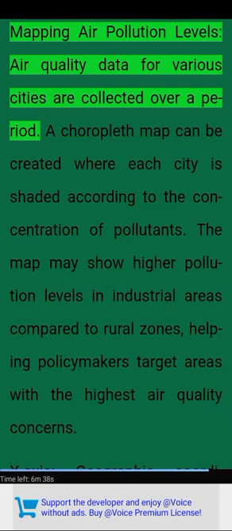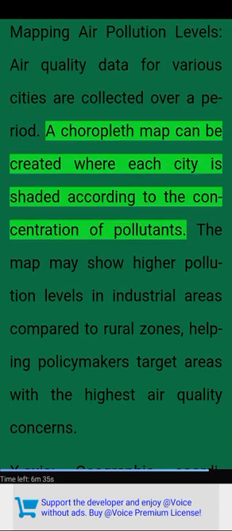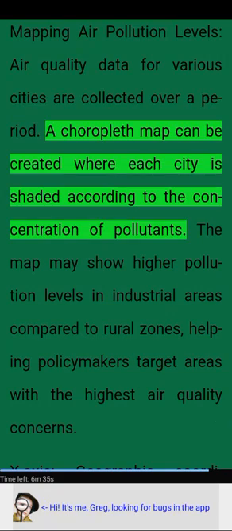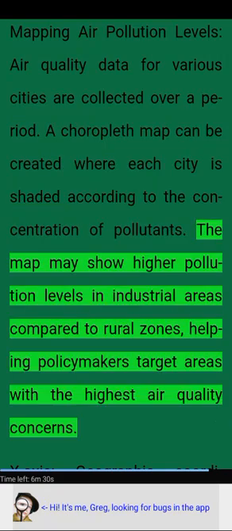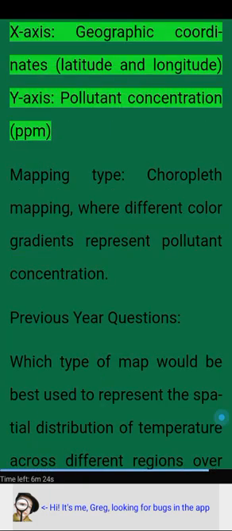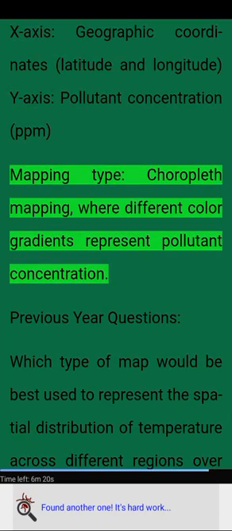Example of data mapping in environmental science. Mapping air pollution levels. Air quality data for various cities are collected over a period. A choropleth map can be created where each city is shaded according to the concentration of pollutants. The map may show higher pollution levels in industrial areas compared to rural zones, helping policymakers target areas with the highest air quality concerns. X-axis: geographic coordinates, latitude and longitude. Y-axis: pollutant concentration, ppm. Mapping type: choropleth mapping, where different color gradients represent pollutant concentration.